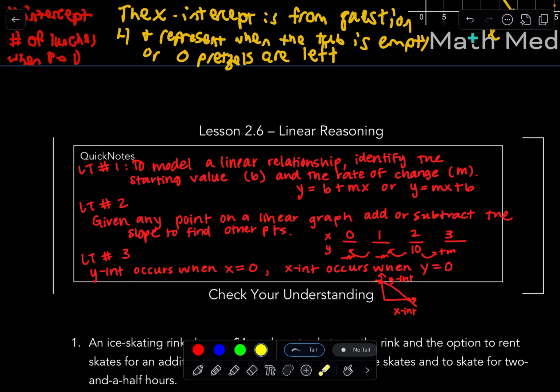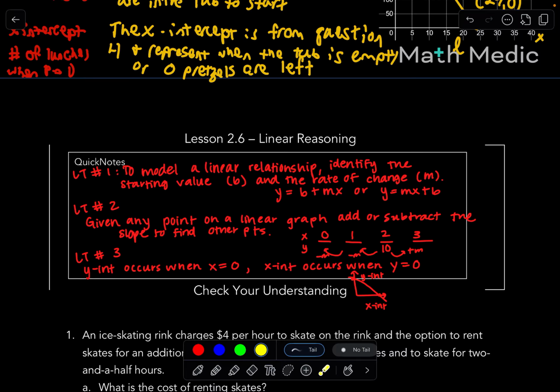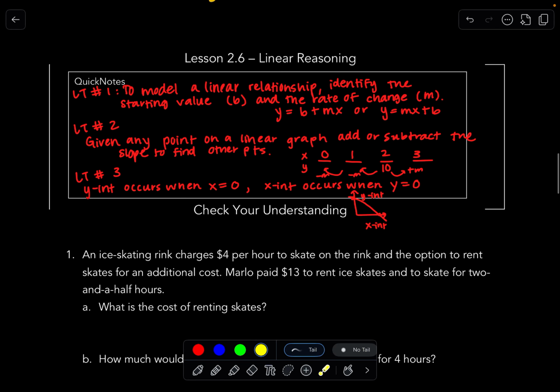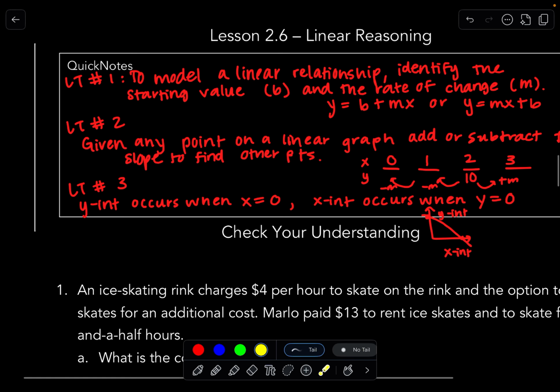Learning target number 3, y-intercept occurs when x equals 0. That's the easiest thing to figure out is the y-intercept. You just put 0 in for x. The x-intercept occurs when y equals 0. This is a little bit harder to find. Okay. So go ahead, write this down, pause it and copy that down.